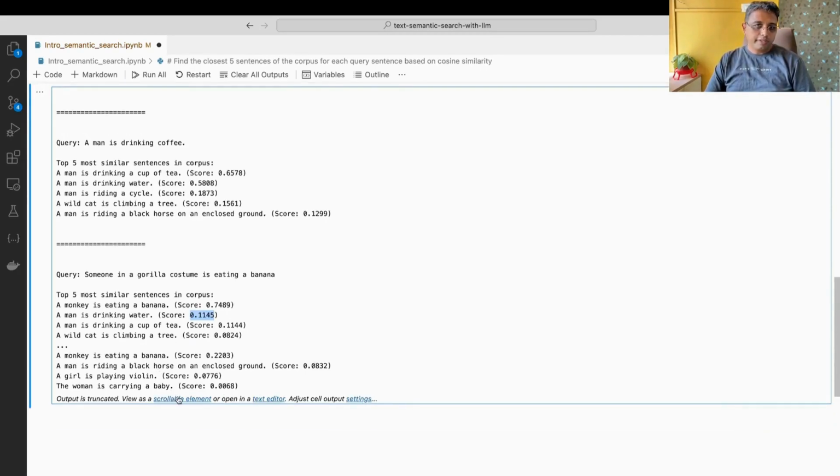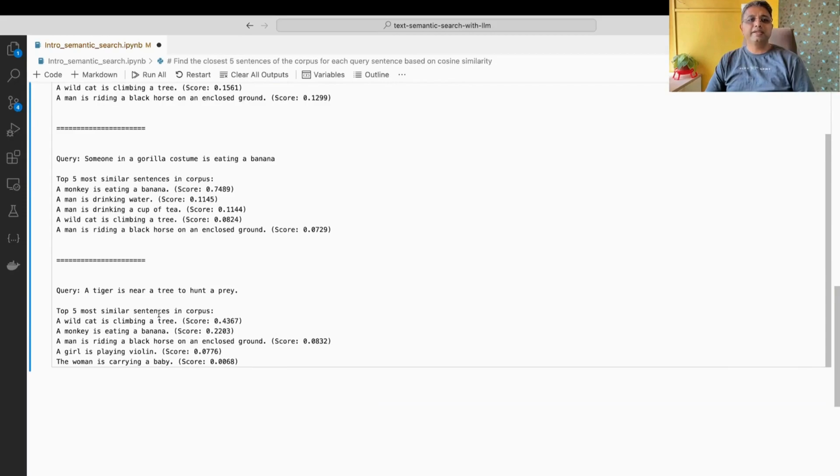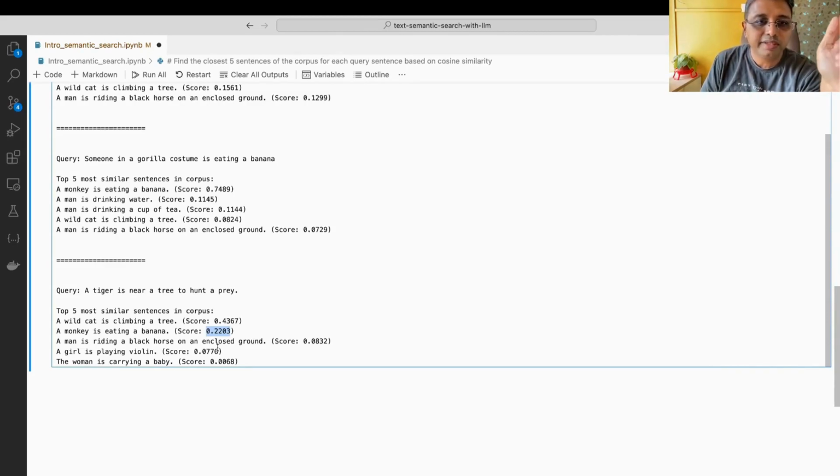And the third is a tiger is near a tree to hunt a prey. Here, I mentioned a wild cat is climbing a tree, but as we know, wild cat and tiger would have more similarity, so that is what it has considered closely as the highest match. And then the monkey is eating banana and all, it might have matched some animal, but the similarity is quite low. So everything else is very far in the distance.